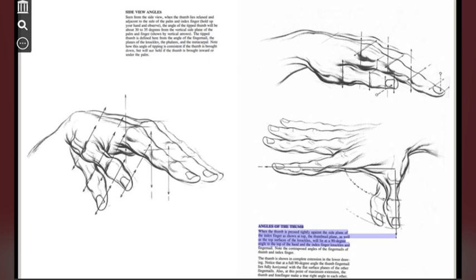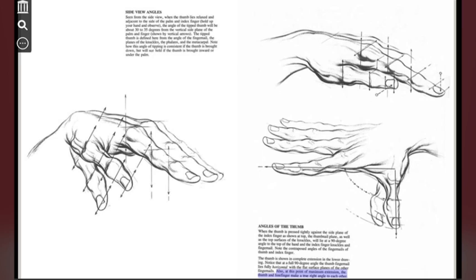Angles of the thumb. When the thumb is pressed tightly against the side plane of the index finger, as shown at top, the thumbnail plane, as well as the top surfaces of the knuckles, will lie at a 90-degree angle to the top of the hand and the index finger knuckles and fingernail. Note the contraposed angles of the fingernails of thumb and index finger. The thumb is shown in complete extension in the lower drawing. Notice that at a full 90-degree angle, the thumb fingernail lies fully horizontal with the flat surface planes of the other fingernails. Also, at this point of maximum extension, the thumb and forefinger make a true right angle to each other.